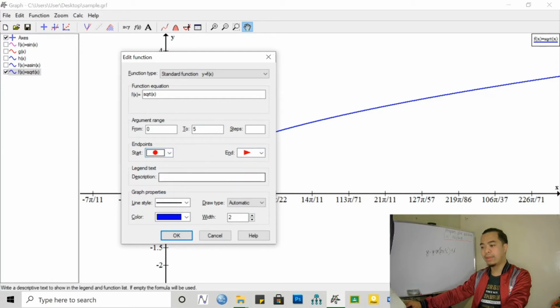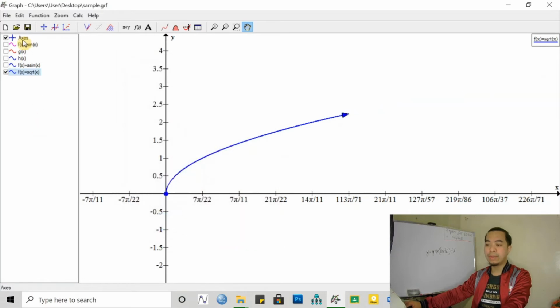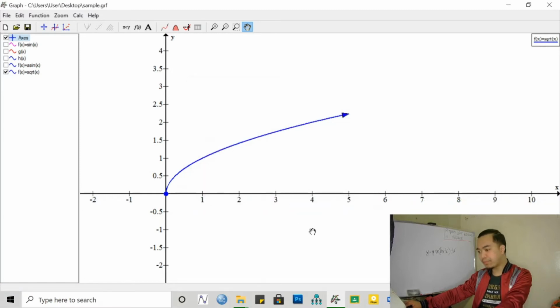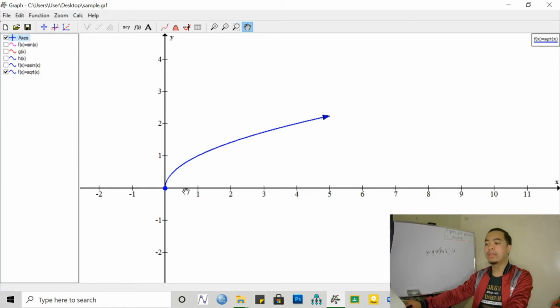So I want to emphasize that it starts from 0, so I can click it here. And I want to change my numbers on my x-axis because we are not referring already to angles. That's only true for trigonometric functions. So there we have it. We're back with our numbers. It's a function whose domain is from 0 to infinity.